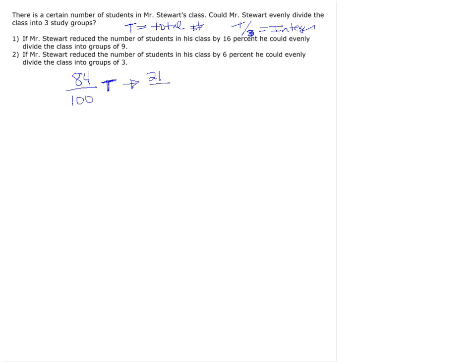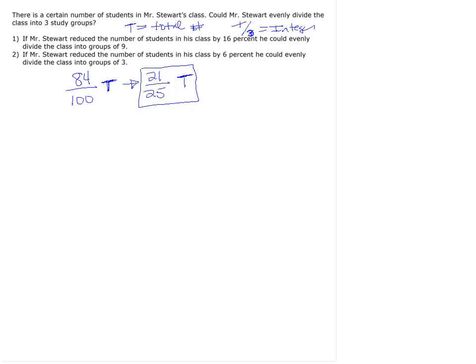This simplifies to 21/25 of the total. Okay, and when we reduce the class by 16%, he can divide the class into groups of 9. So pay careful attention, guys. What that means is this value in the blue box must be divisible by 9. Right? Otherwise, you would never be able to split whatever is remaining into groups of 9.